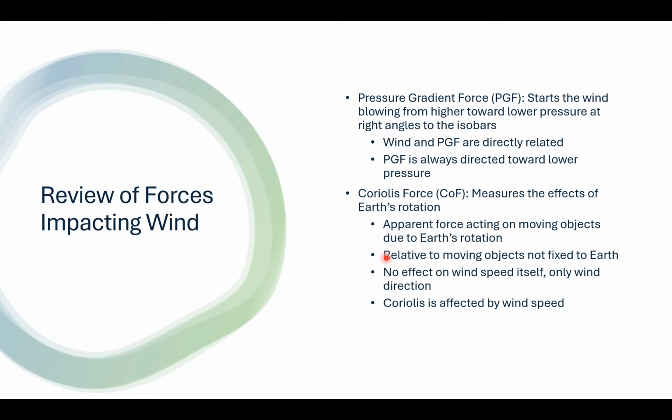In the northern hemisphere, it would be to the left of its intended path in the southern hemisphere. So again, it's relative to moving objects not fixed to Earth. The Coriolis effect, by the way, has no effect on wind speed itself, only the wind direction, and then the Coriolis is affected by the wind speed.